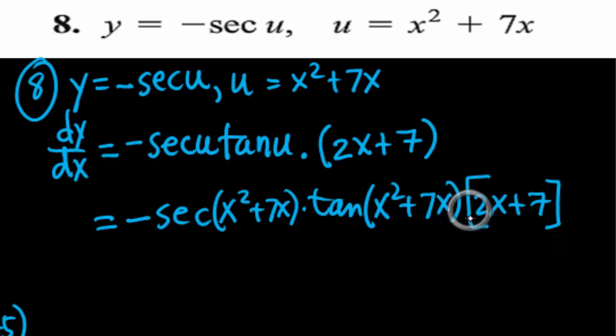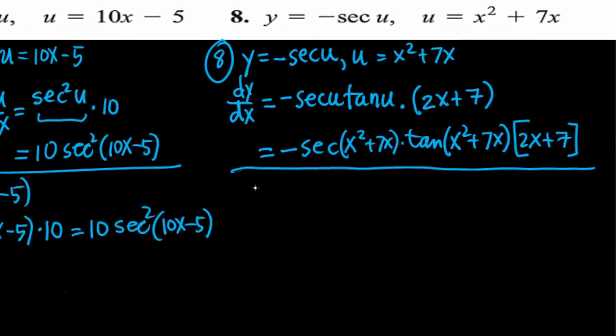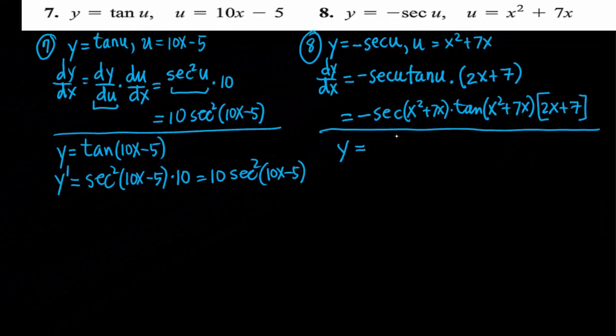It's understood that these are all multiplied to each other. So you have 3 factors: secant, tangent, and this binomial. Again, we will apply the other method where we do the composition in the beginning. So what is it? Y is the negative of secant of what? What is now u? It's x squared plus 7x.